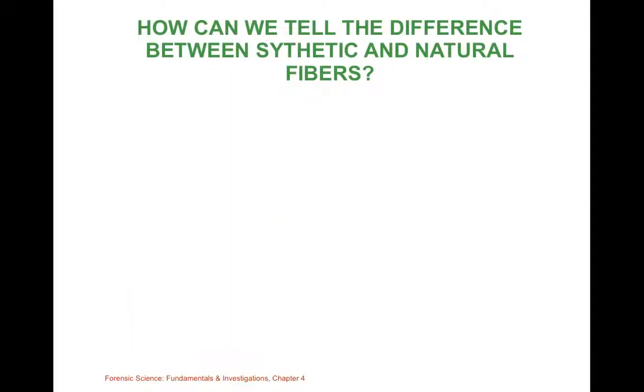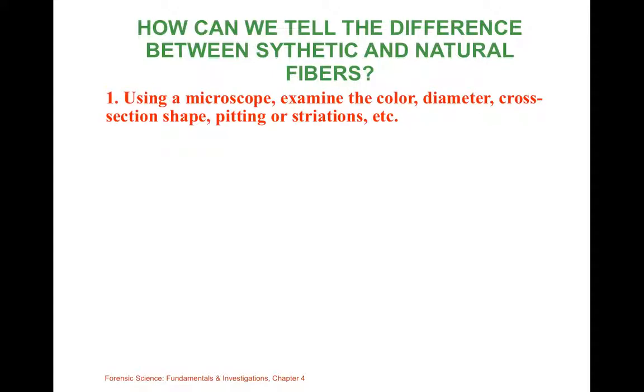All right, so let's dig deeper into synthetic versus natural, and let's figure out how do we tell the difference between the two. Okay, you can use a microscope, which will look at the color, diameter, cross-section, and or the striations or the stripes of a fiber. Think about looking at the hair underneath the microscopes. We were able to look at the color, diameter, we were able to look at the medulla, we were able to look at many different things, and very similarly, you can do that with fibers.